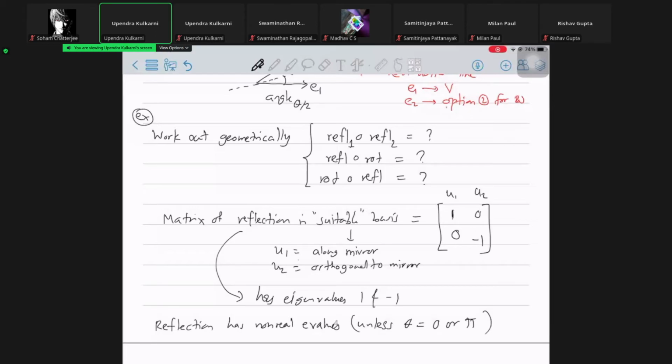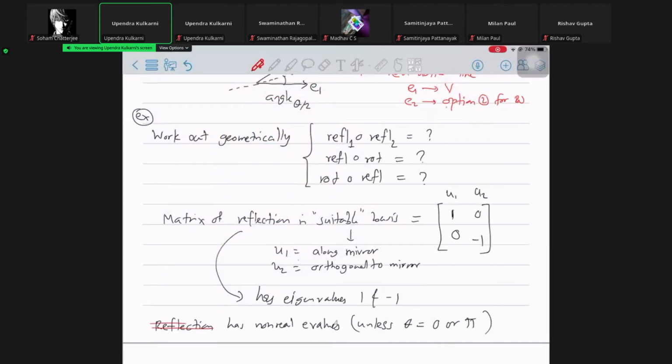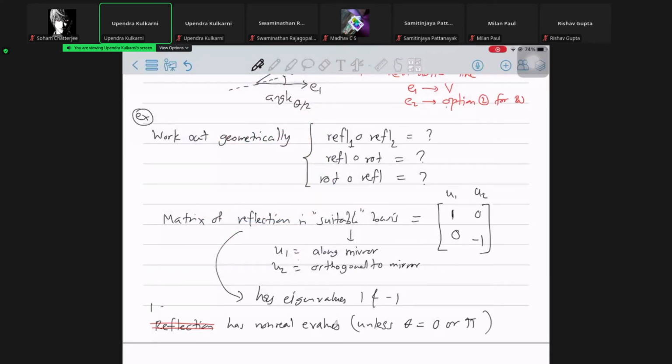Somebody, Soham, has just pointed out that I wrote the wrong thing over here. So let me correct that. I think I said the right thing, but let me fix the rotation. Okay. All right. So sorry. Say that again, please.